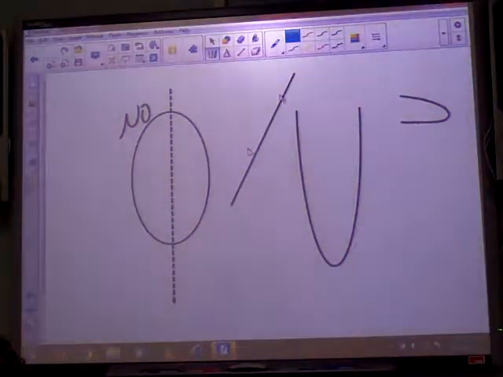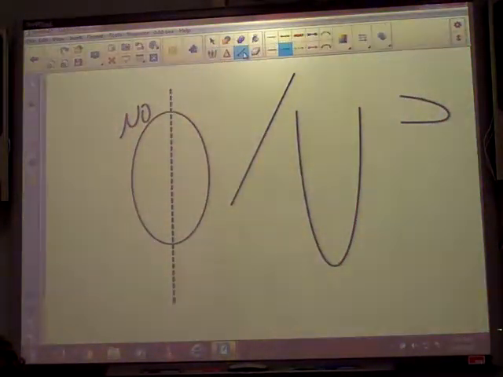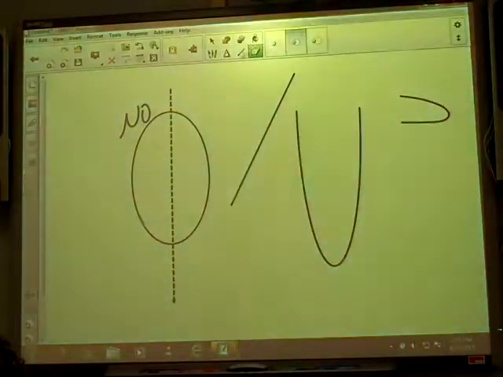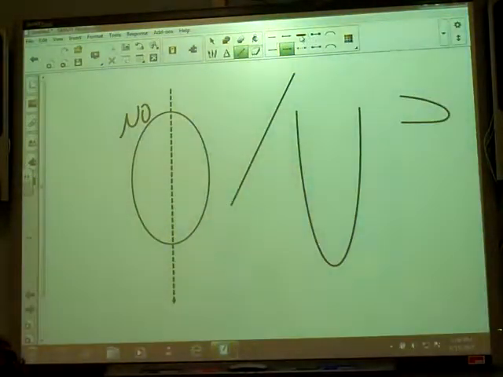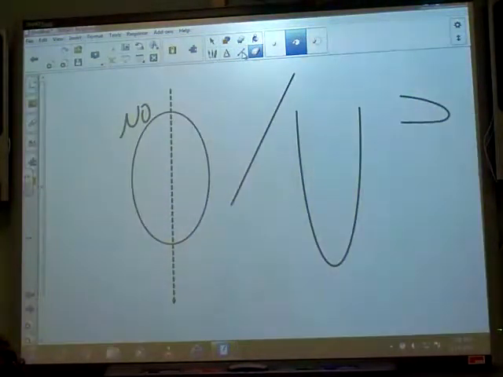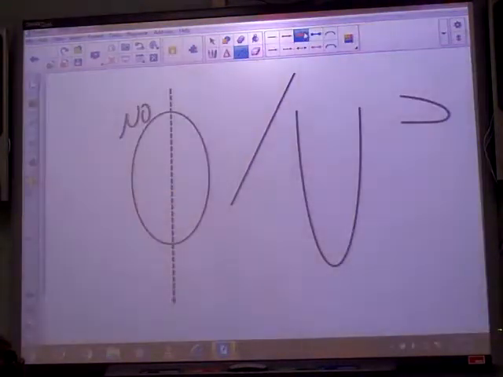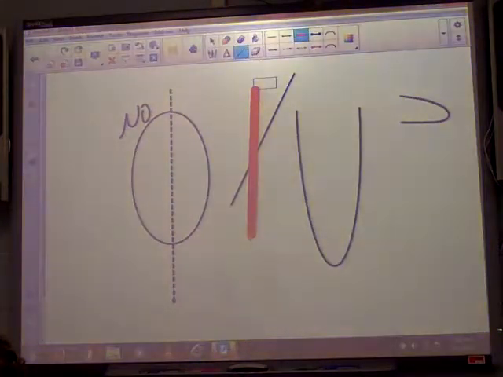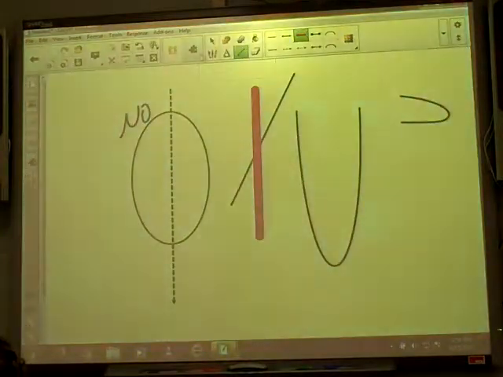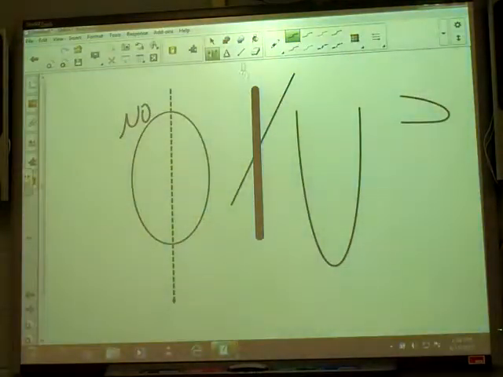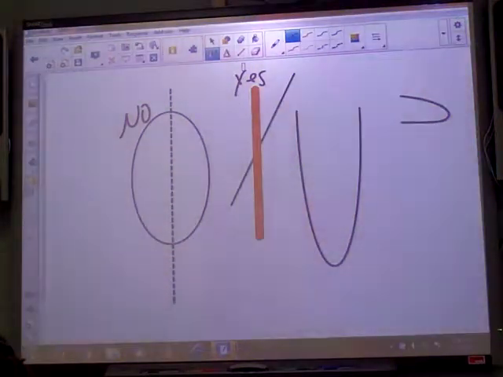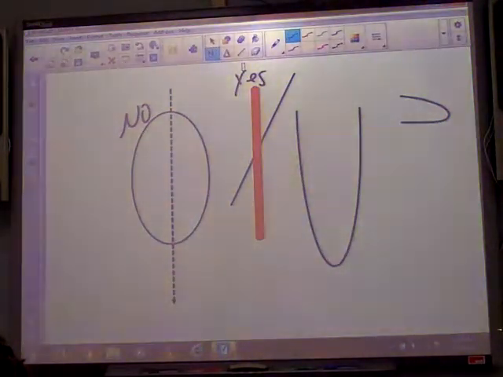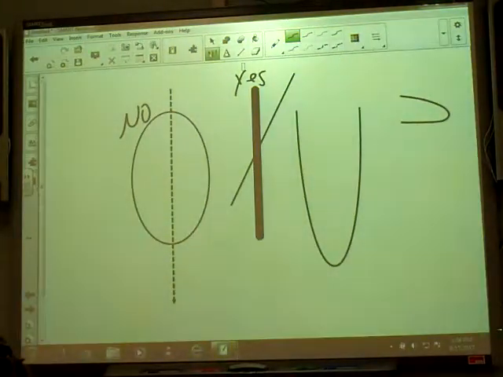Okay, now move over here to this line. What about that line? Would that pass the vertical line test? Yes. If I drop my vertical line there, it only touches it once. So yes, that is a function. Every line, with the exception of one type, will pass the vertical line test. What type of line will not pass the vertical line test?